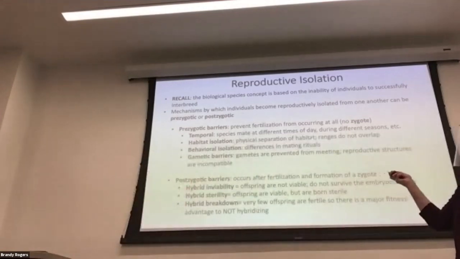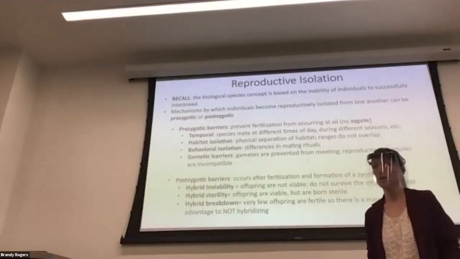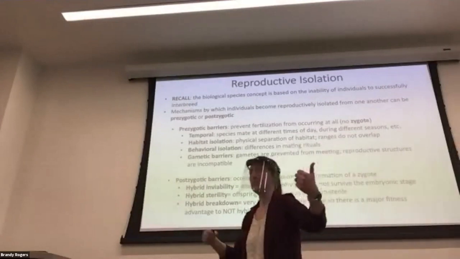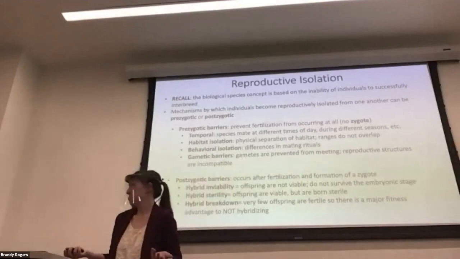Habitat isolation, literally a physical separation of their habitat. Their ranges do not overlap. So African fish eagle, American bald eagle, habitat isolation, absolutely, right?